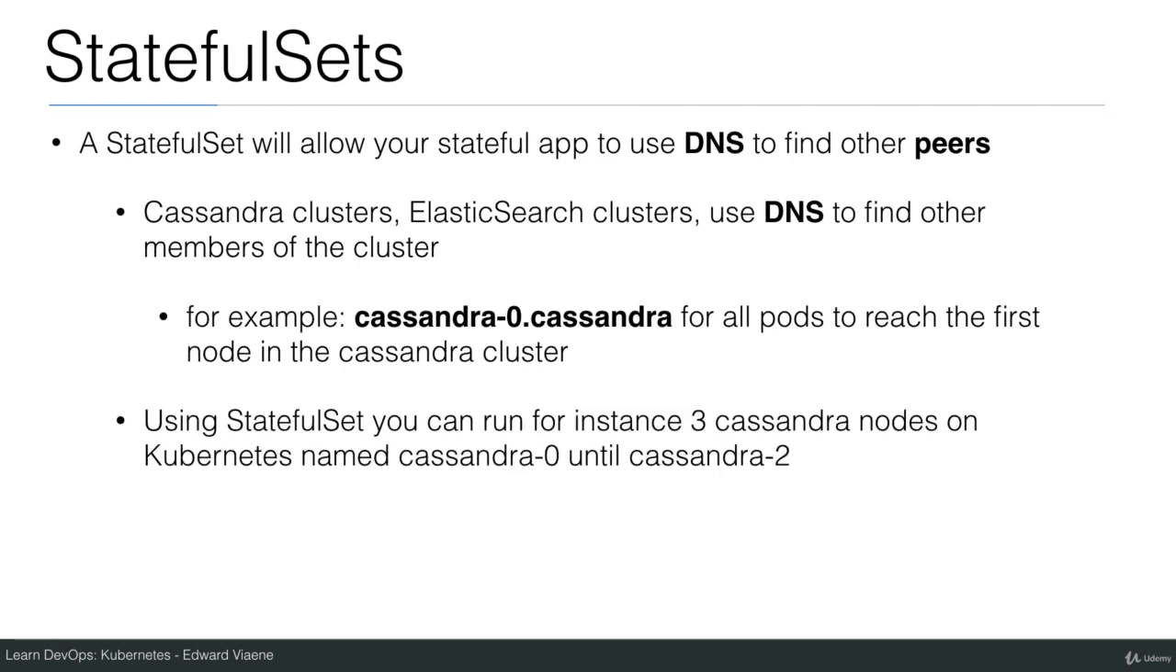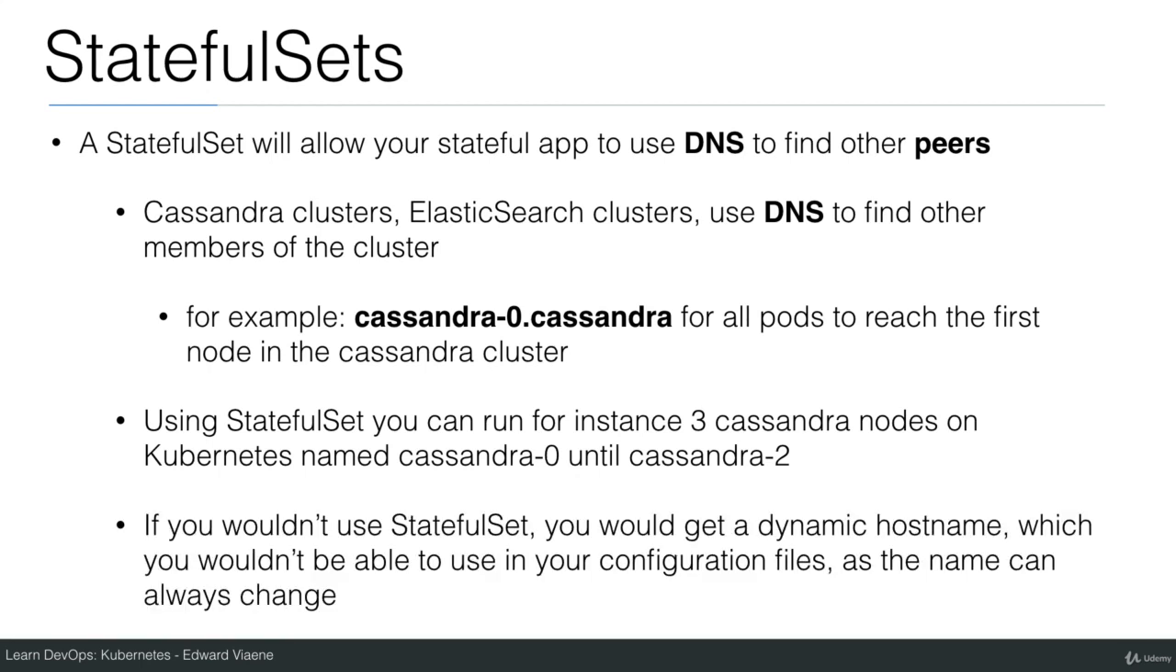Using stateful sets, you can run, for instance, 3 Cassandra nodes on Kubernetes named Cassandra-0 until Cassandra-2. So then you will have Cassandra-0, Cassandra-1, and Cassandra-2. If you wouldn't use a stateful set, you would get a dynamic host name, which you wouldn't be able to use in your configuration files, as a name can always change.